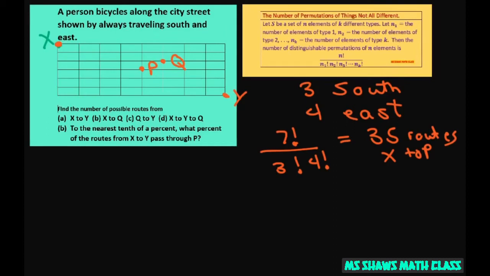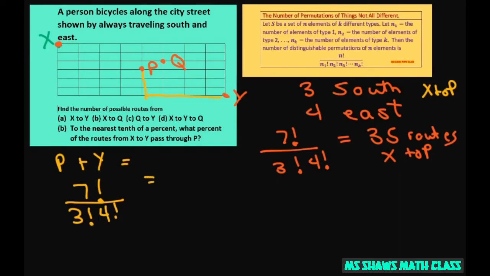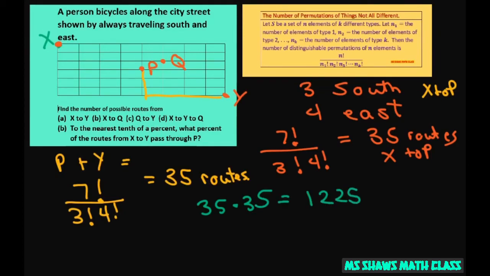Similarly, we have the same thing going on with this one. We're 3 south, 4 east from P to Y. So this one was from X to P, and then from P to Y, that's going to be the same thing. 7 factorial divided by 3 factorial times 4 factorial, which is 35 routes. Therefore, the total is 35 times 35, which equals 1,225 from X to Y via P.